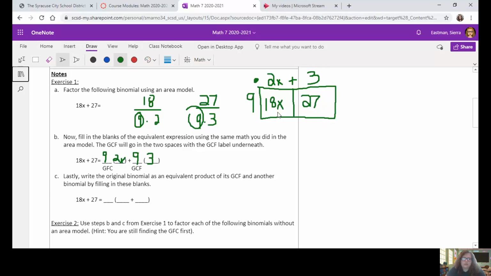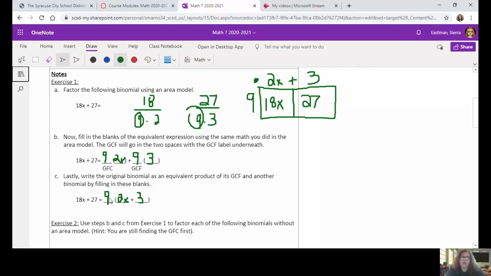And lastly, part C, this is actually how we began to write our answers yesterday. That 9, that GCF, is happening twice. We could actually kind of combine things, put it on the outside, and keep our 2x plus 3 together. And then if we were trying to go back to that 18x plus 27, that's where we could use our distributive property. And we'd still be multiplying that 9 twice, but we show it once.